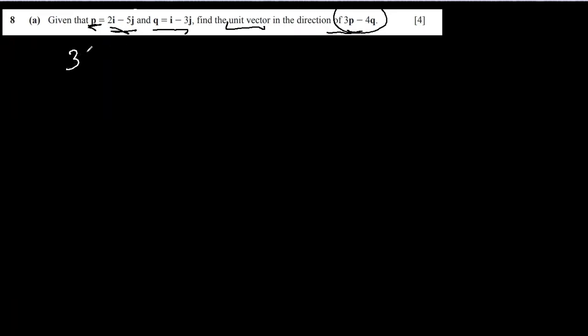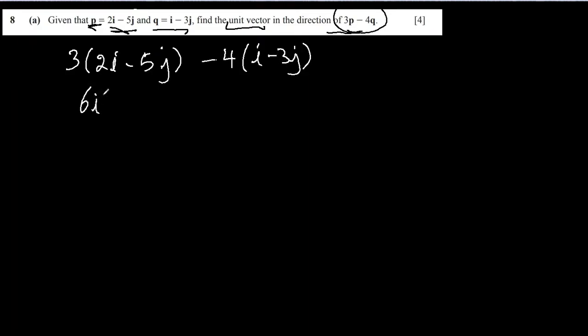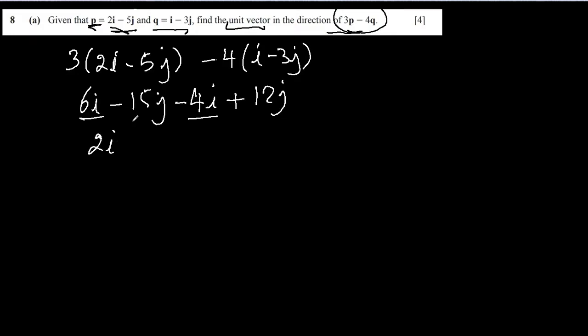So 3p, 3 times p, is 2i minus 5j, and minus 4q, 4 times q, is i minus 3j. Let's simplify this: 6i minus 15j minus 4i plus 4j. 6i minus 4i gives 2i, and minus 15 plus 12 gives minus 3j. So the vector 3p minus 4q is equivalent to 2i minus 3j.